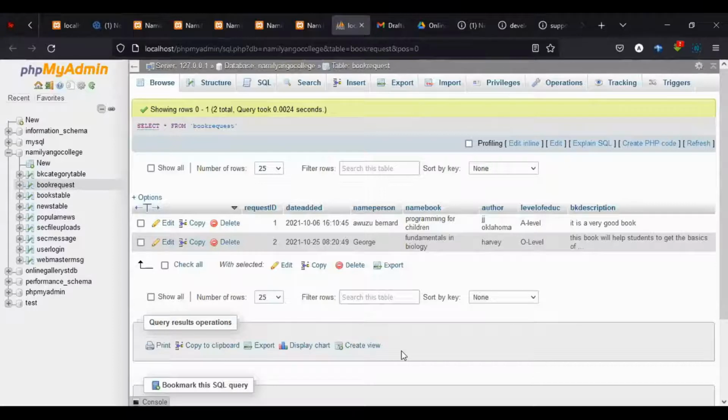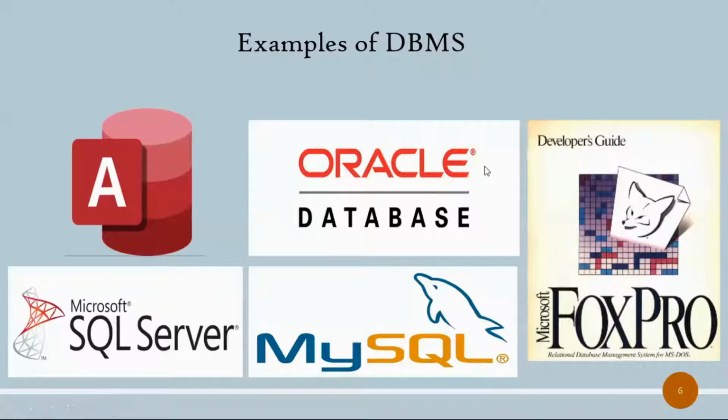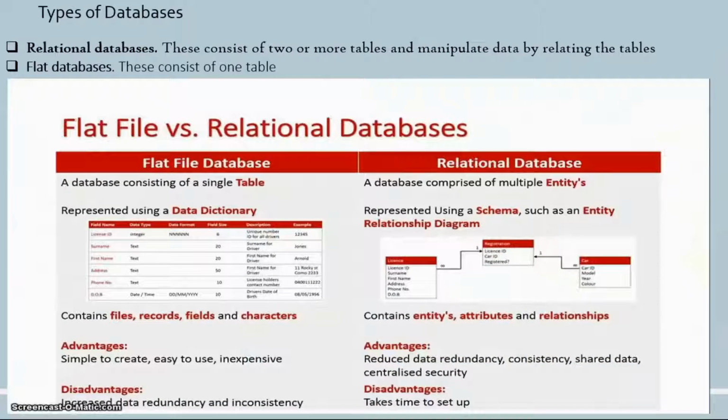Okay. So let's go back to our presentation here. These are some of the examples of database management systems. Now let's go ahead and look at types of databases. When we look at types of databases, there are two types. The very first type you could easily remember is the one we call a flat database. The flat database consists of only one table.